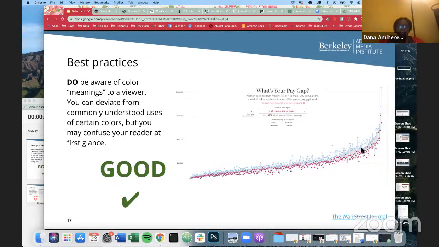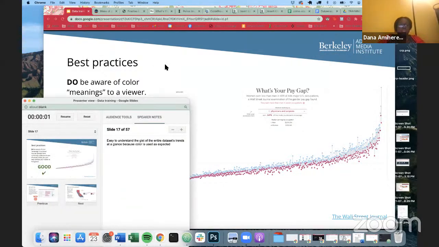And it seems that the gaps get bigger, the spaces get bigger, as the money gets higher. So this does a really good job of conveying that information without doing a whole lot, because the color is used in a way that we're used to. Okay.